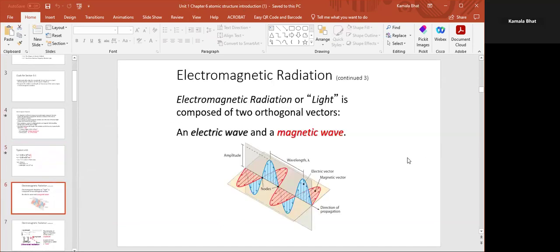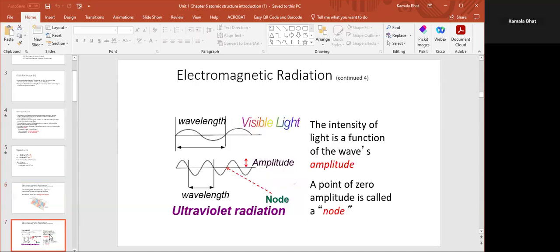Here, the electromagnetic radiation or light is composed of two orthogonal components, that is, they are perpendicular to each other, an electric wave and a magnetic wave. And electromagnetic radiation goes from one extreme end, the high energy, to the lowest energy. The higher energy is the X-rays and gamma rays, and on the other side you come to the radio waves.